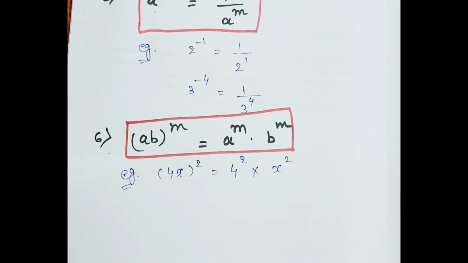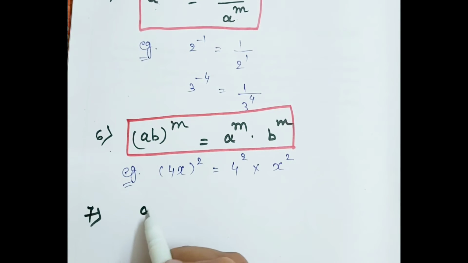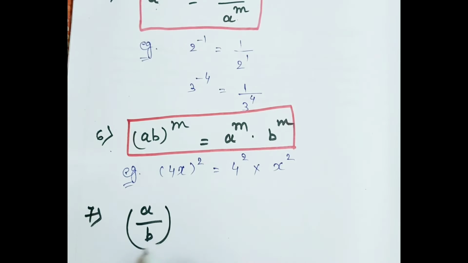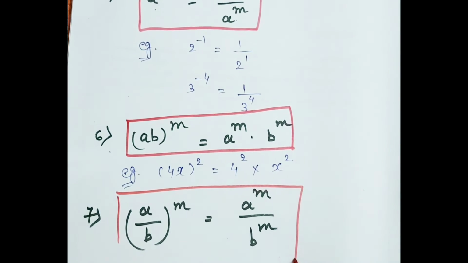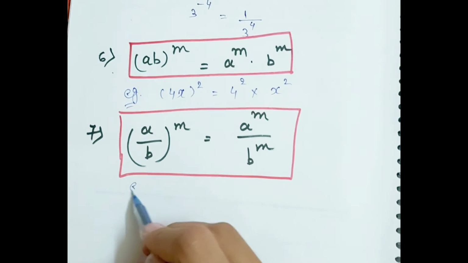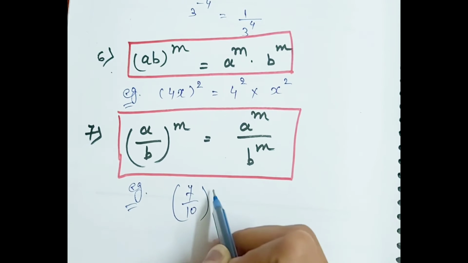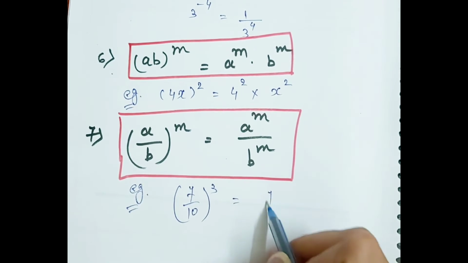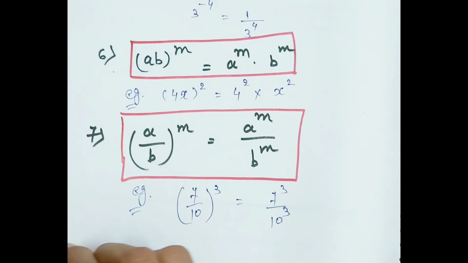and later on I can simplify it if I am asked. The next one is also pretty much the same, which says (a divided by b) raised to the power of m. Then it's just going to be a raised to the power of m divided by b raised to the power of m. An example for this one is, let's say, (7 divided by 10) cubed. So I'm just going to distribute it. Pretty much simple.